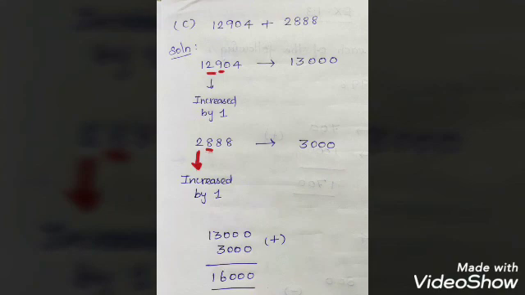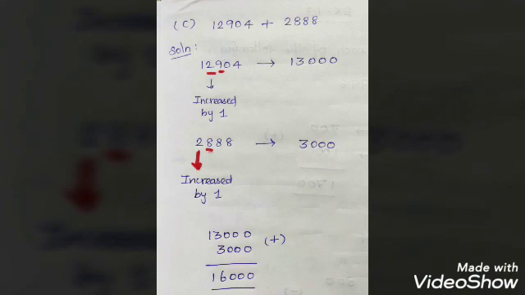2888. What's your hundreds? 8, which is greater than 5. So 2 is increased by 1, 3. So 3000. 13,000 plus 3,000 will give you 16,000. Rounding off is clear, right?